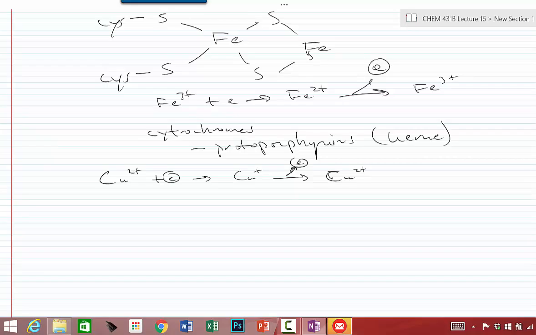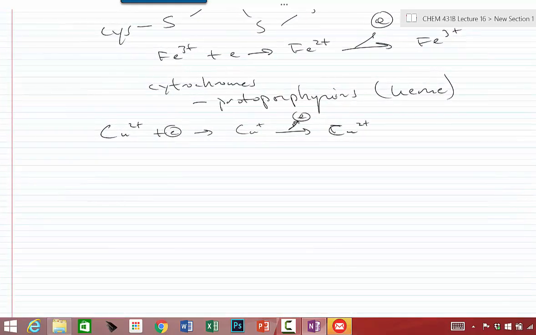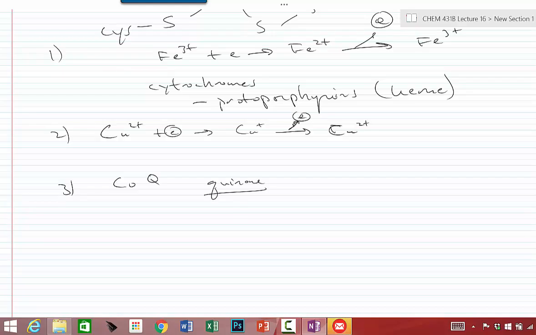Then there's the third item, which we haven't talked about yet, although we did talk about it a little bit. So iron, copper, not cytochrome C, coenzyme Q. Coenzyme Q is sometimes called quinone. It's another word for that. Your book actually has a diagram of how that works. First of all, let's talk about this coenzyme Q a little bit.